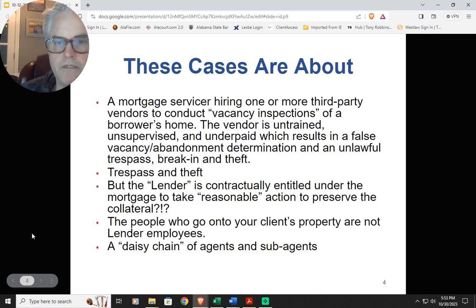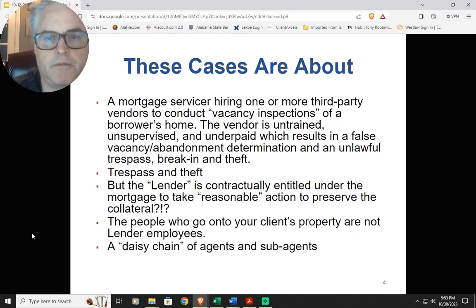I always like to call them mortgage cases. We refer to them in my office as break-in cases. Essentially, I call it legalized burglary. So the way this goes down is your client goes into default. On the 40th day of default, under most servicing guidelines, there's a requirement that the vendor do a drive-by inspection to determine whether the home is vacant or occupied.